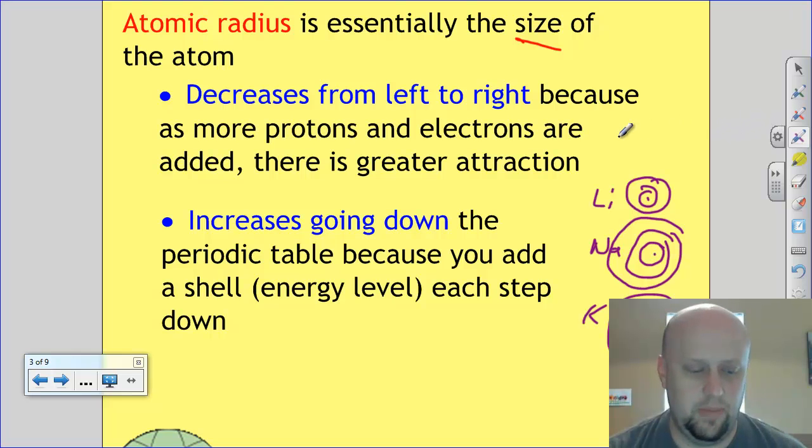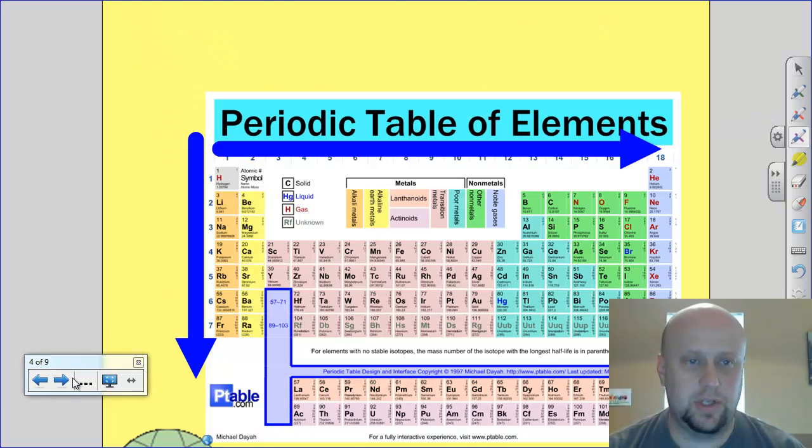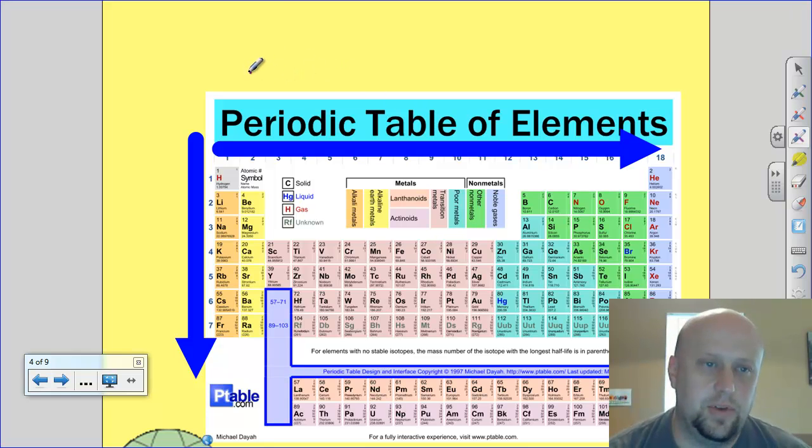Okay, so what does that mean for us in terms of periodic trends? Well, here's what I would say that you should probably write. Just make a little note.